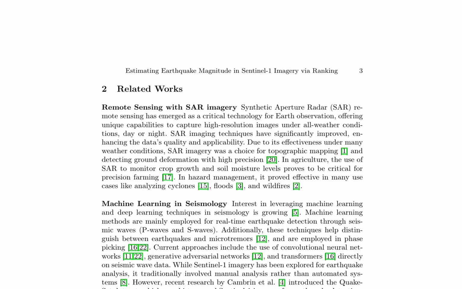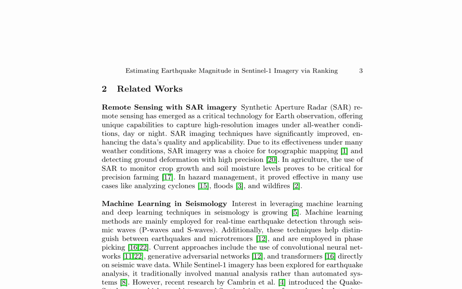Synthetic aperture radar (SAR) imagery has revolutionized Earth observation, providing high-resolution images under all weather conditions. Advances in SAR imaging techniques have significantly enhanced data quality and applicability in fields such as topographic mapping, ground deformation detection, agriculture, and hazard management.